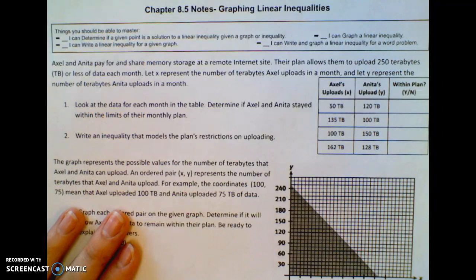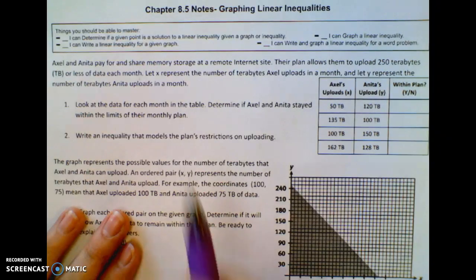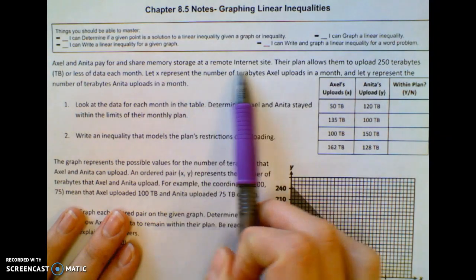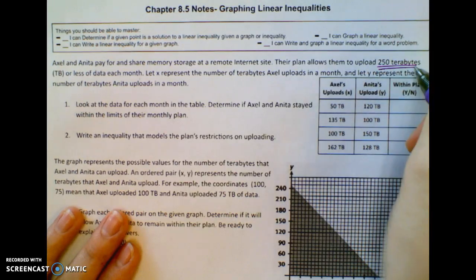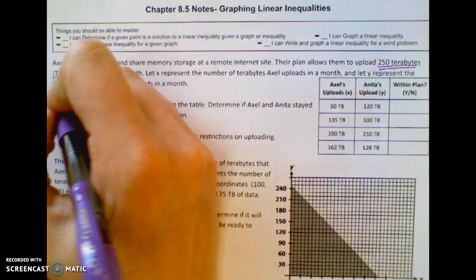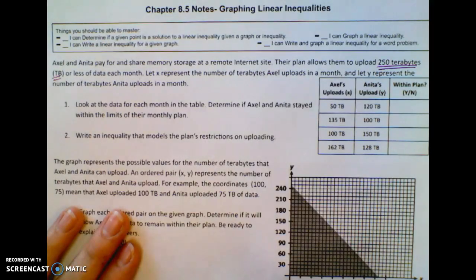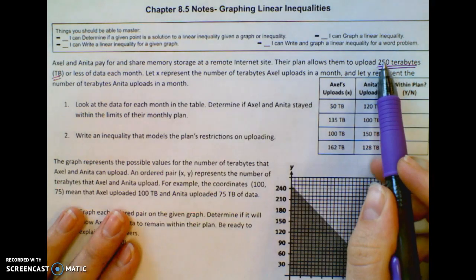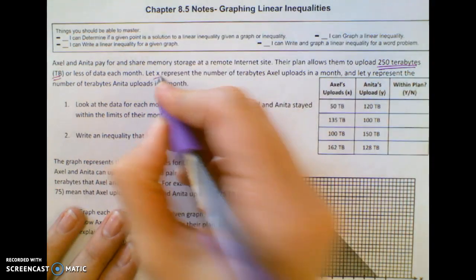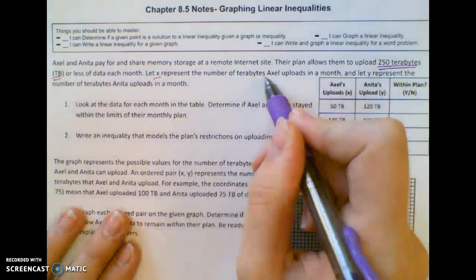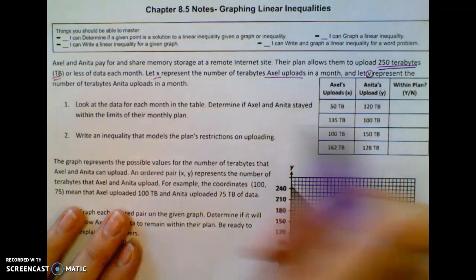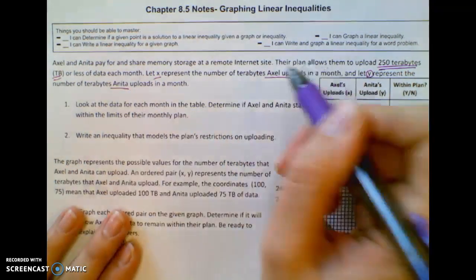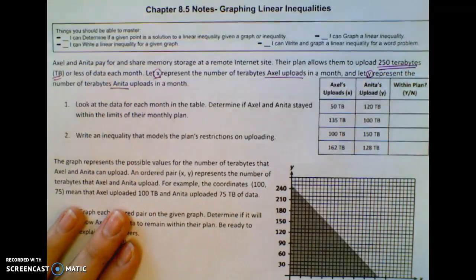First of all, let's just look at this problem. We have Axel and Anita. They pay for and share a memory storage at a remote internet site. So their plan allows them to upload 250 terabytes, TB, or less of data each month. So they can upload 250 or less. Let X represent the number of terabytes that Axel uploads, and then Y is going to be the number of terabytes Anita uploads. So we have X and Y here.